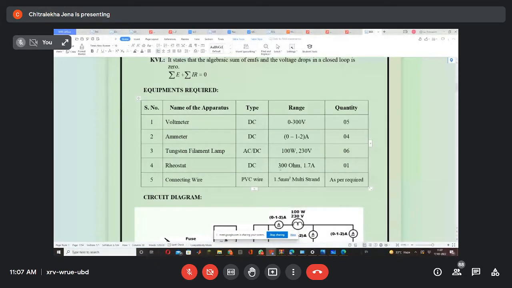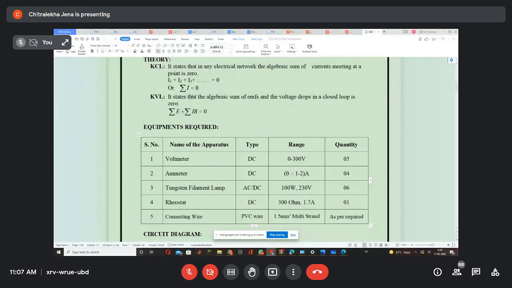So the different apparatus you will be using here is voltmeter. So here Kirchhoff's voltage law and Kirchhoff's current law, you will verify with DC supply. You will provide DC supply and you will verify. Okay, and AC supply is also applicable in AC circuit. You can also apply Kirchhoff's voltage law and Kirchhoff's current law.